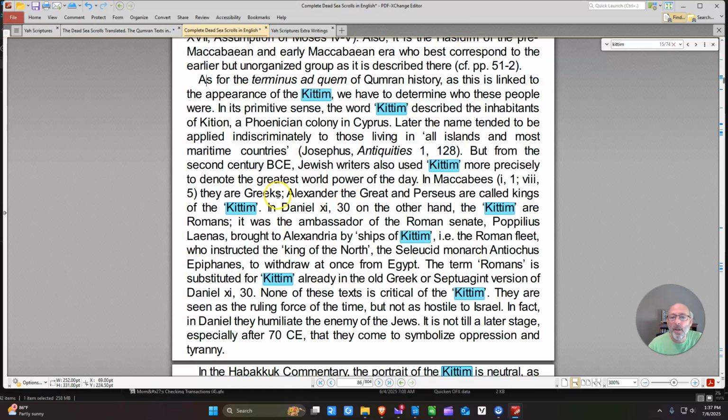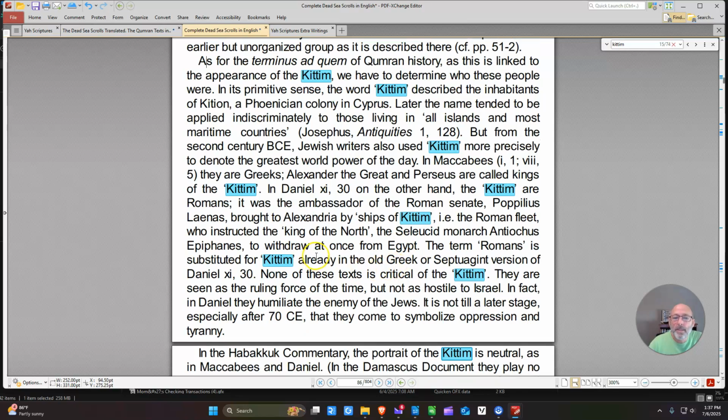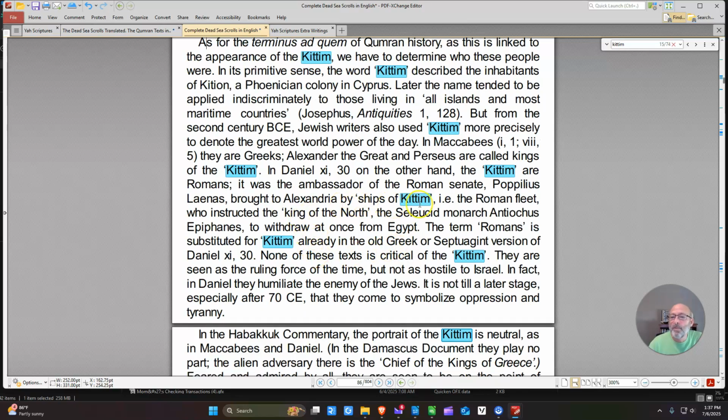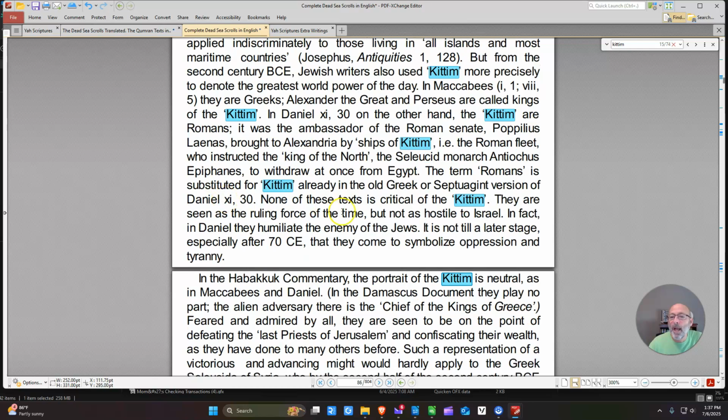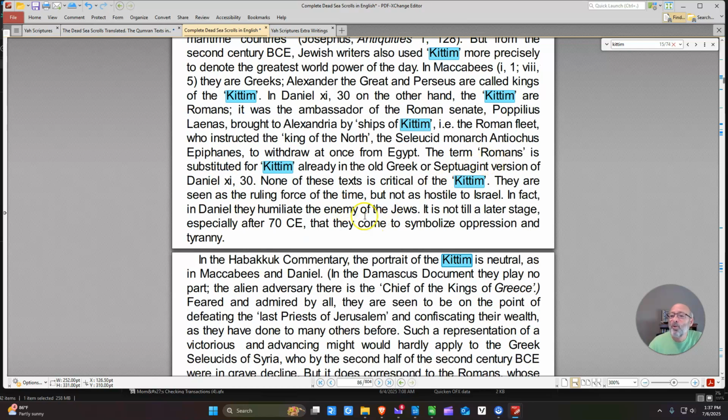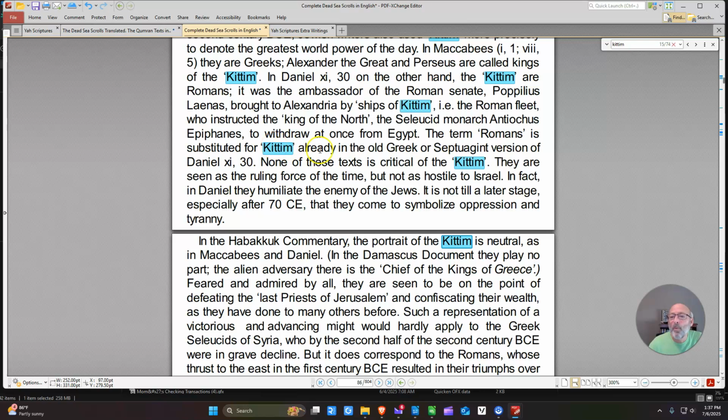"In Maccabees, they are Greeks. Alexander the Great and Perseus are called kings of the Kittim. In Daniel, on the other hand, the Kittim are Romans. It was the ambassador of the Roman Senate, Popillius Laenas, brought to Alexandria by ships of Kittim, i.e., the Roman fleet, who instructed the king of the north, the Seleucid monarch Antiochus Epiphanes, to withdraw at once from Egypt. The term Romans is substituted for Kittim already in the Old Greek or Septuagint version of Daniel 11, verse 30."